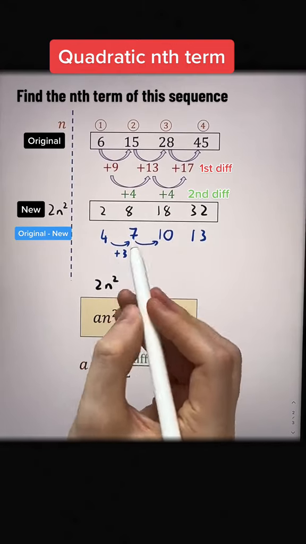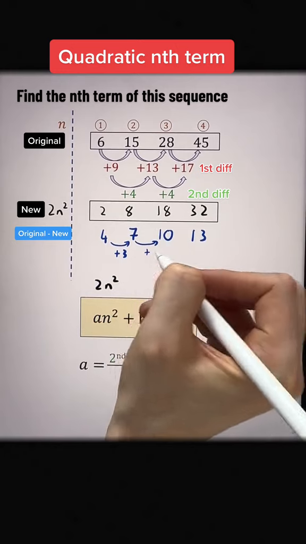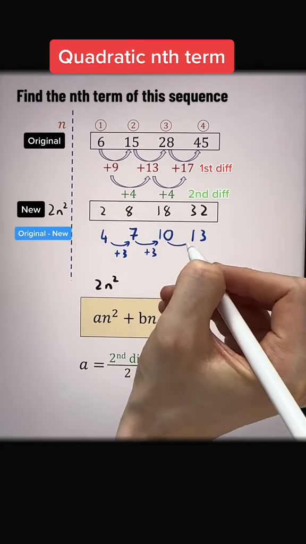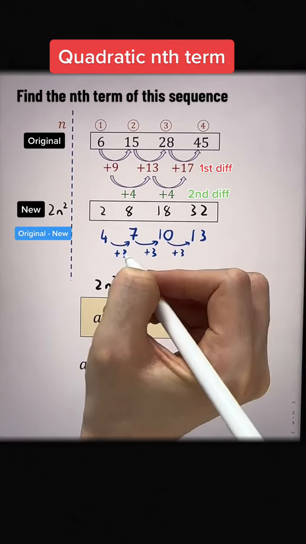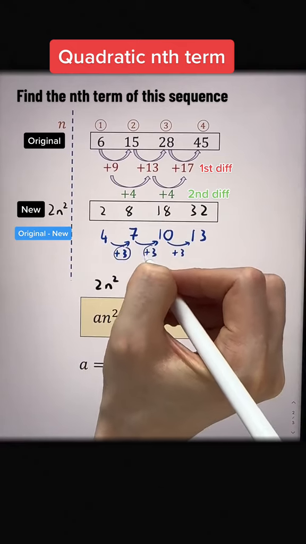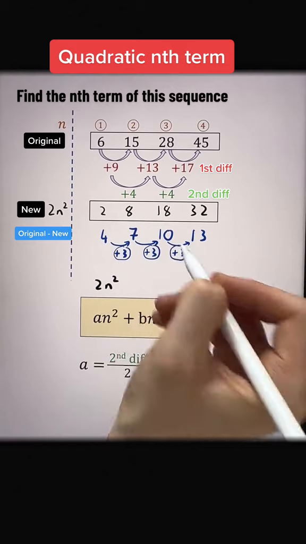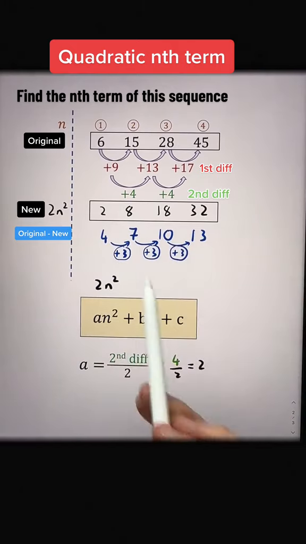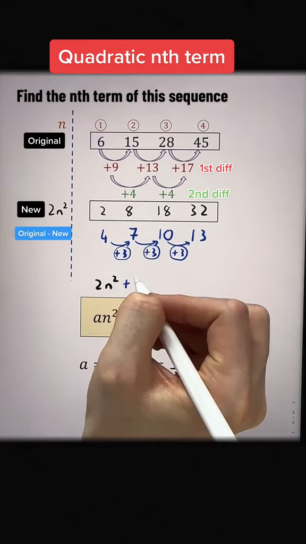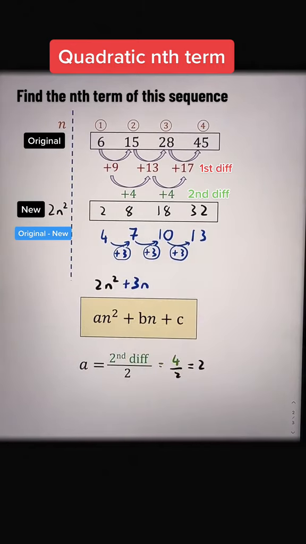In this case, between 4 to 7, we can see we've added on 3. From 7 to 10, again we've added on 3. And from 10 to 13, once again we've added on 3. We know the nth term will have a common difference. In this case, our common difference is positive 3. As it is positive 3, we know our common difference always goes in front of the letter n. So in this case, it's going to be positive 3 in front of the letter n.